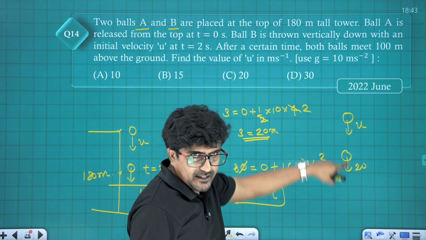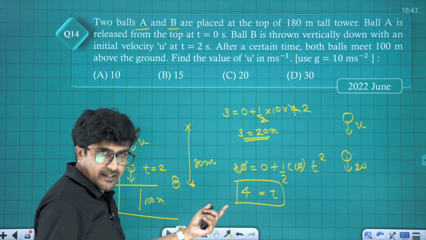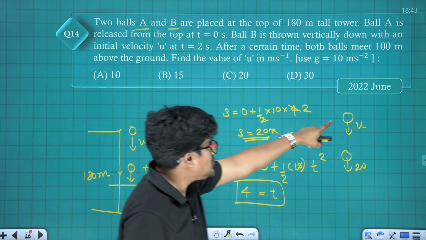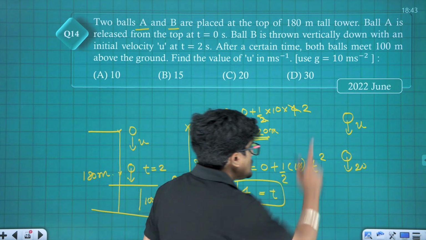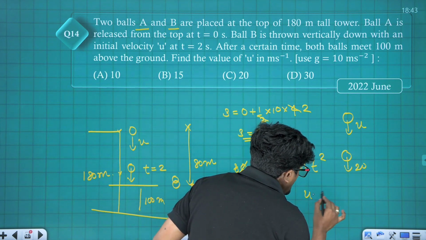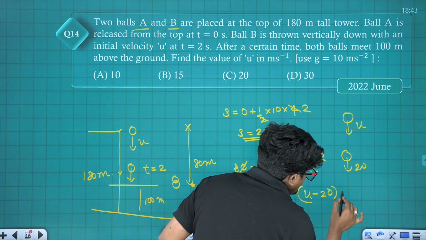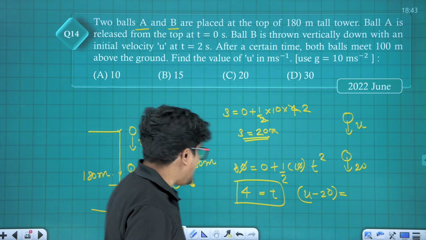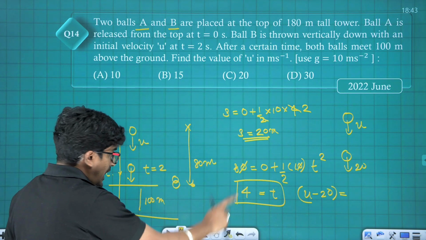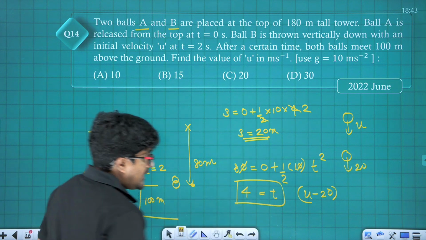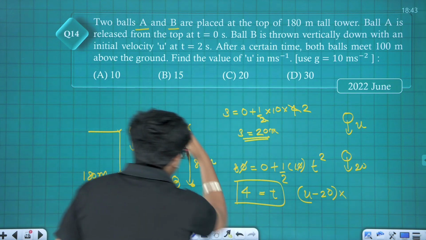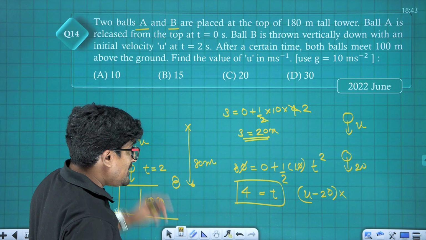Now of course if they are meeting each other after the next 2 seconds, that means u needs to be greater than 20. So the relative velocity is going to be u minus 20. That is equal to the relative velocity, u minus 20, into the time gap. The time gap is 2 seconds.